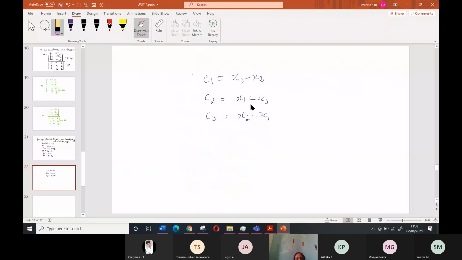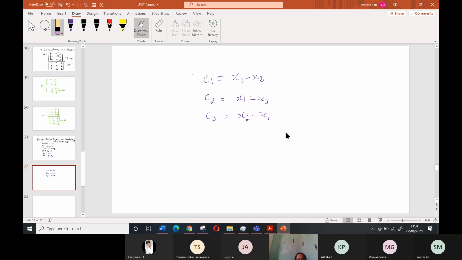Similarly, if you go to C, after 1 you have to get x coefficient 3 and 2, and here after 2, C2 is x1 minus x3, x3 minus x2, and this is x1 minus x3, and this is x2 minus x1. So you have to remember like this. So we have found out the value of all the constants, all the coefficients, that is alpha 1, alpha 2, alpha 3.